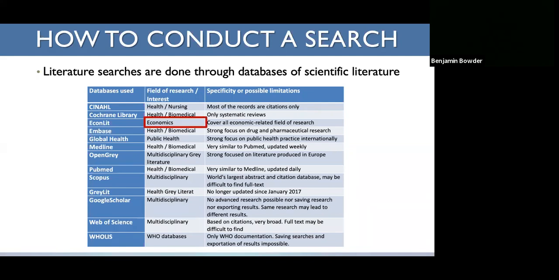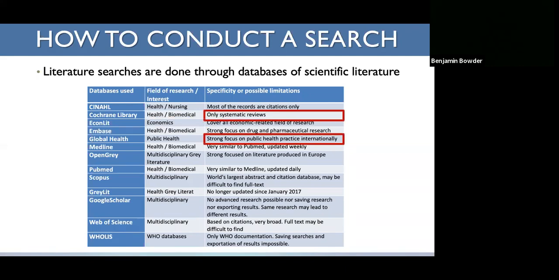For example, the EconLit database will focus mostly on economics. And in addition to having a specific field of research or interest, a lot of databases have strengths and weaknesses and or limitations. So for the Cochrane Library, the benefit is that they only do systematic reviews, but if you're looking for any other type of study, those won't be present when you're searching the Cochrane Library. In addition, as you can see, the global health database focuses strongly on public health practice internationally, but may not be as focused on medical or clinical research.